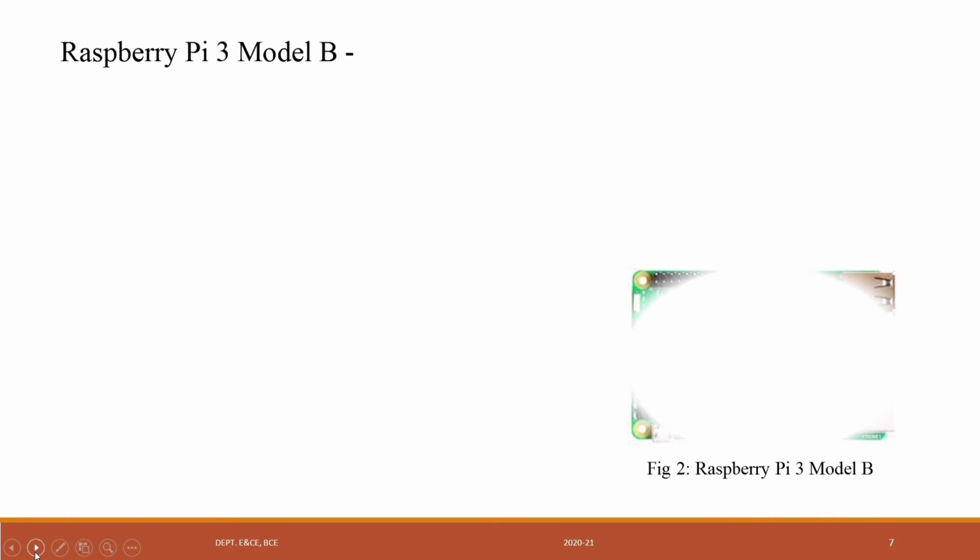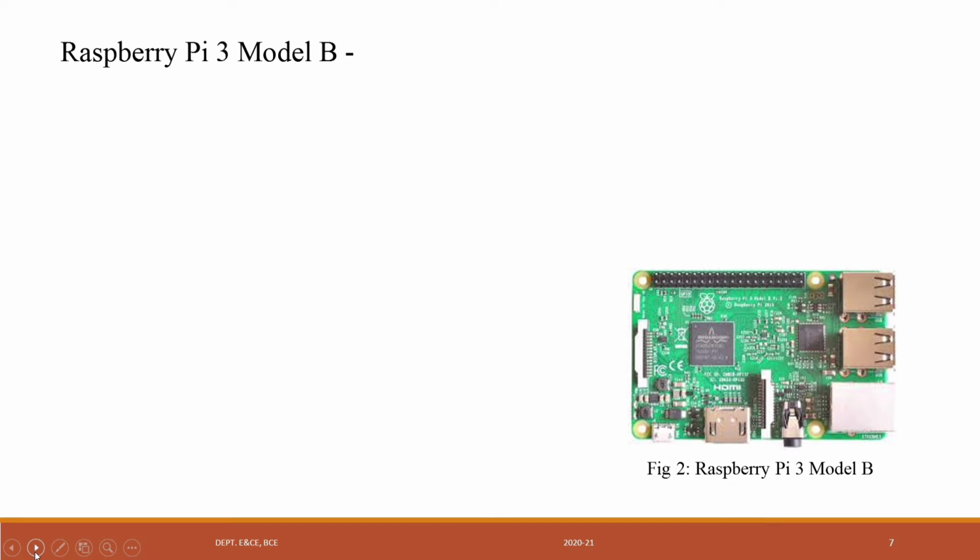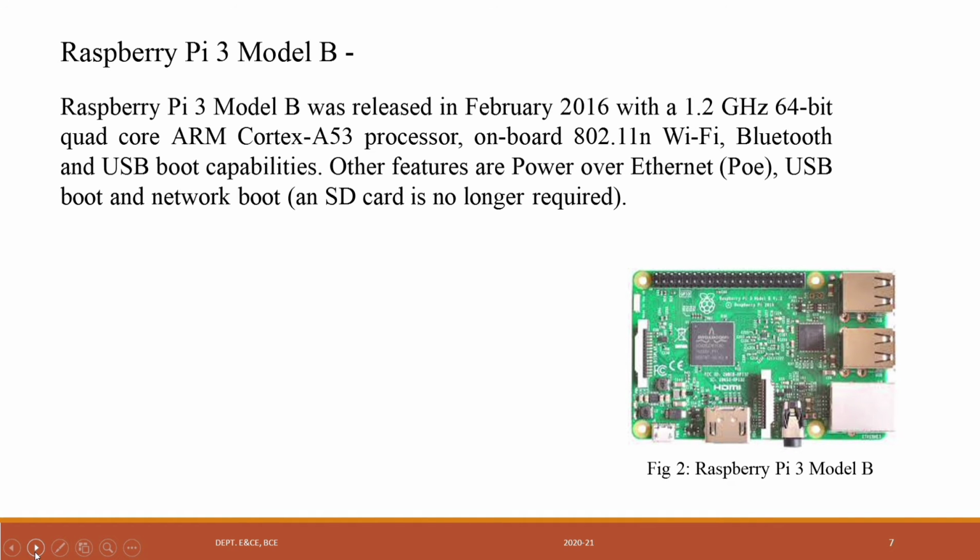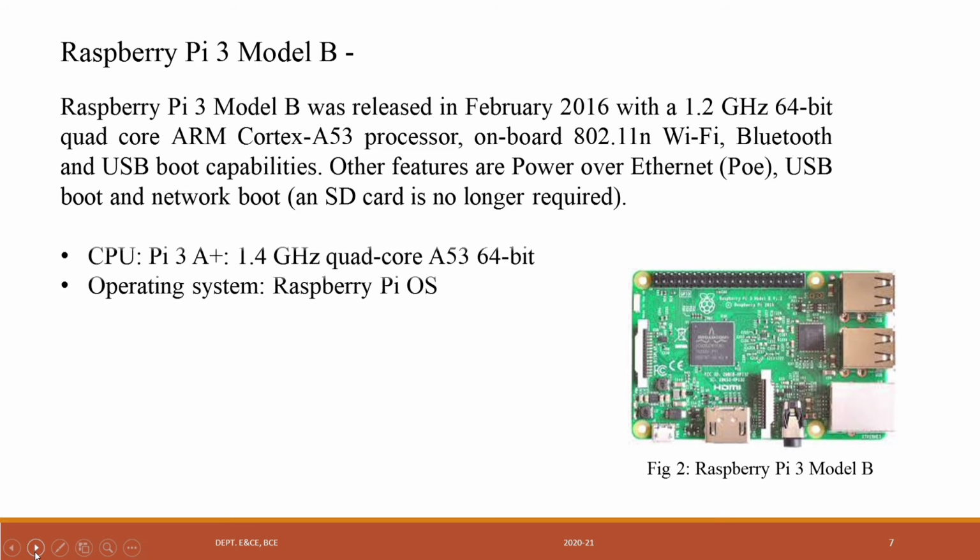Raspberry Pi 3 Model B. This is how the Raspberry Pi 3 Model B board looks. Model B was released in February 2016, and it has a 1.2 gigahertz 64-bit quad-core ARM Cortex-A53 processor, and it has an onboard 802.11 Wi-Fi module and also Bluetooth and USB boot capabilities. Some other features are power over Ethernet, USB boot and network boot, where an SD card will no longer be required. For this, as I said, the CPU is 1.4 GHz quad-core A53 64-bit, and the operating system will be Raspberry Pi OS.